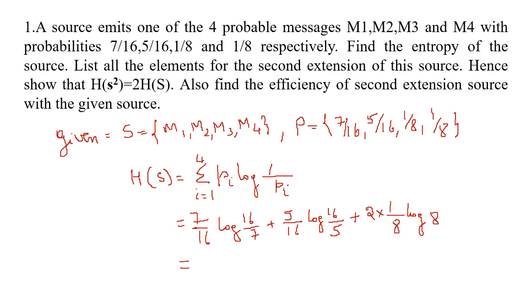So just substitute the values of probabilities and do it for base 2, because the units have not been mentioned. The default unit should be bits. So we are going to do it for base 2. After substituting the values of probabilities, we get the entropy as 1.7962, and the units for entropy is bits per message symbol. So this is your H(S).